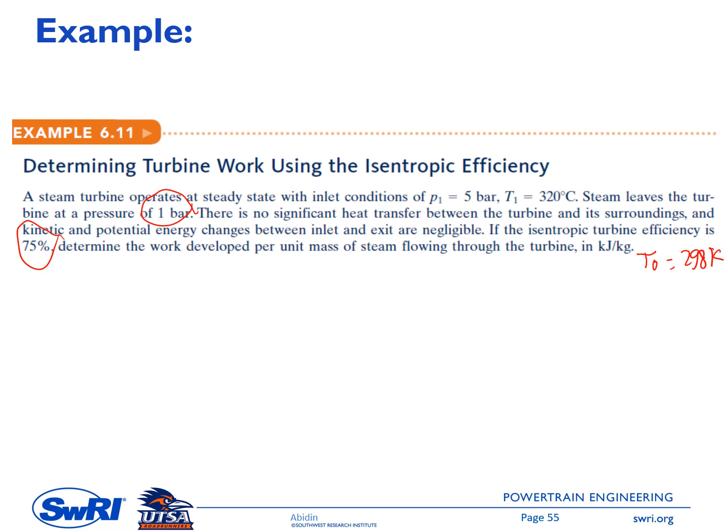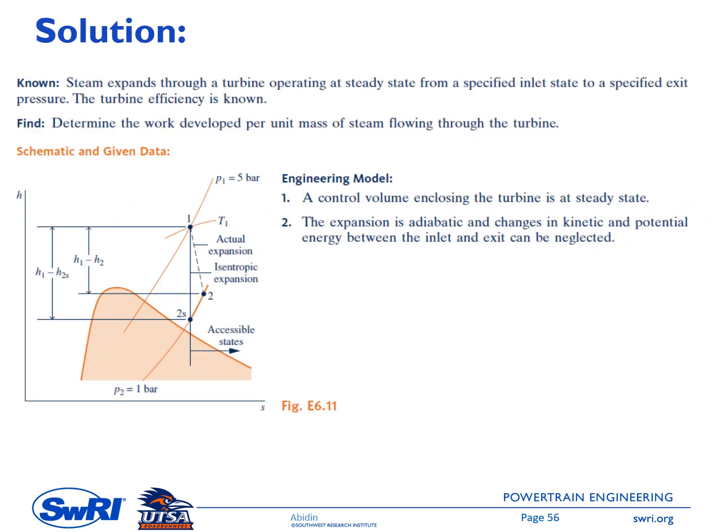Here T0 is 298 Kelvin. Okay, in THERMO 1, I believe I already showed you how this example was solved. So once again, for the solution, try to follow these steps, starting with what is known. In this case, we have steam expanding through a turbine, the operating condition at the inlet is given, and the pressure at the exit is also given. And this is the schematic of the h-s diagram. The inlet condition at 0.1 here, pressure and temperature, is given, 5 bar. And at the exit, the condition is also given in terms of the pressure.